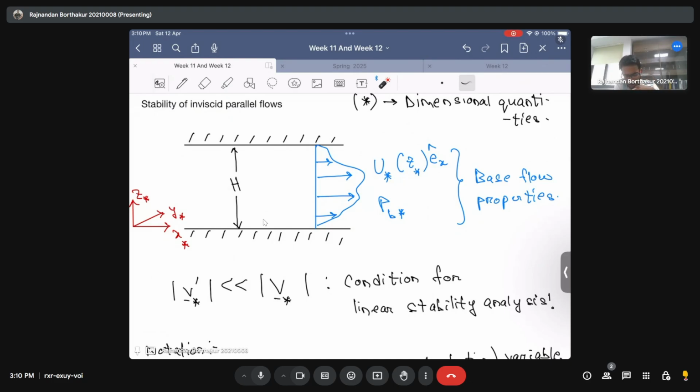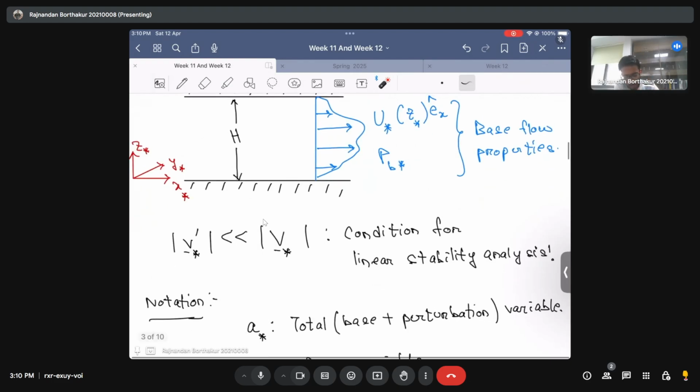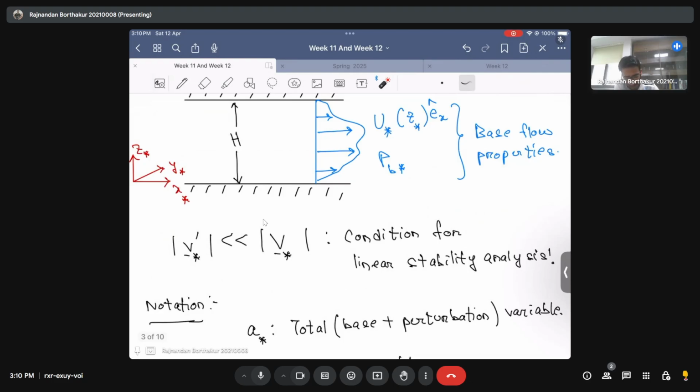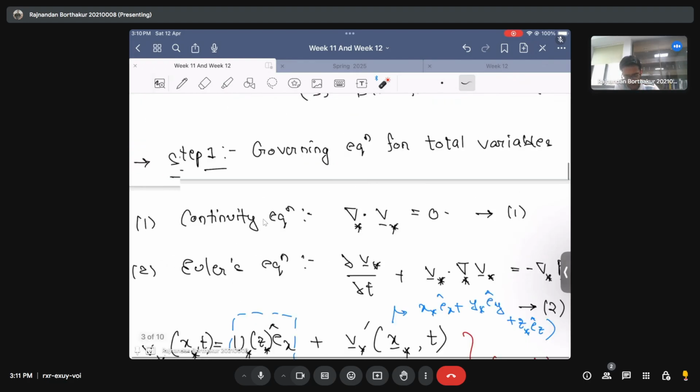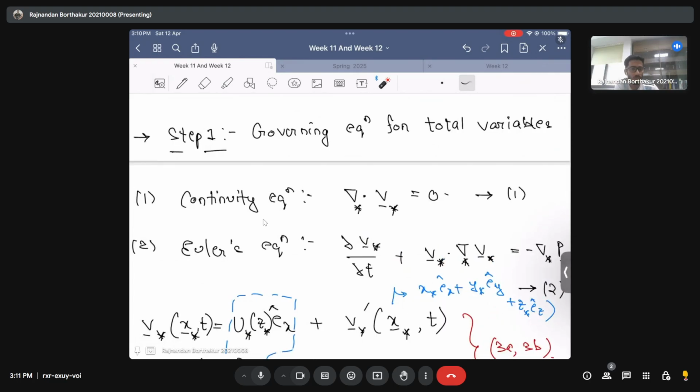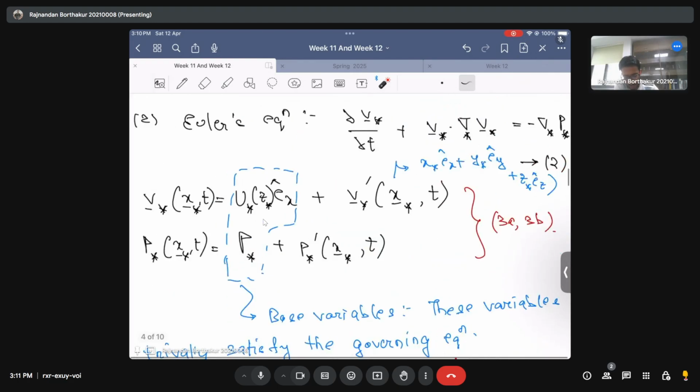Now what we did is, we looked into the regime of linear stability analysis, where we say that the magnitude of the perturbations is very much less than the magnitude of the base flow. That is, the perturbations always remain subdominant with respect to the given base flow that we have. With that, we started off with our governing equations, which we wrote for the aggregate dimensional variables, which was nothing but the continuity equation and Euler's equation. Then we decomposed the aggregate variable, that is the total variable, into the base variable plus the perturbations.